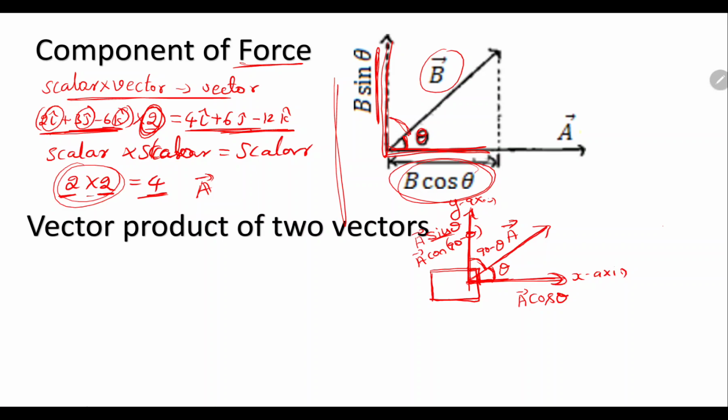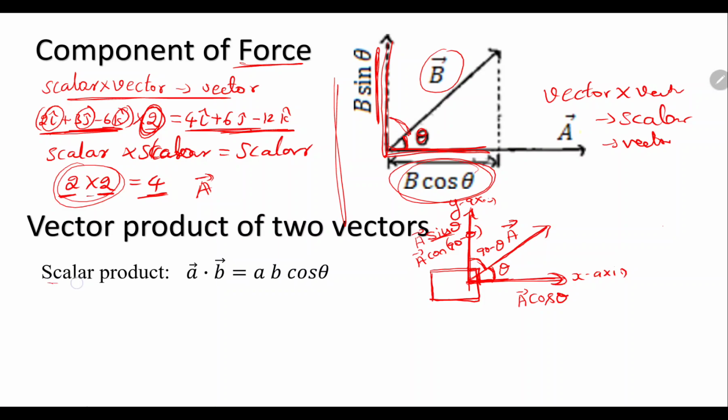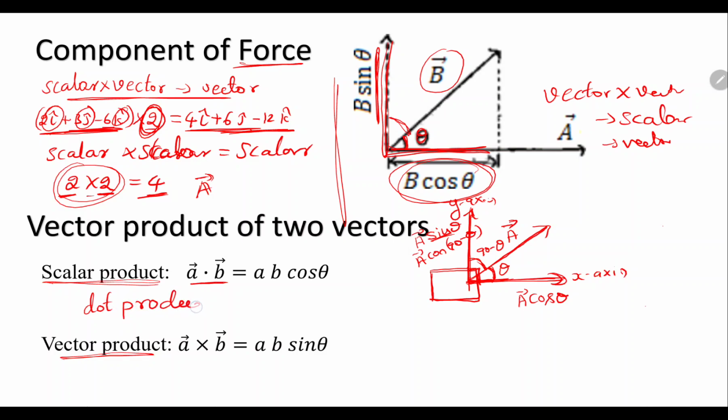But when a vector is multiplied with a vector, there are two cases. You may get a scalar as the product or a vector as the product. So that's why in vector product there are two types. One is scalar product as well as vector product. Scalar product means A dot B. This is also called dot product.